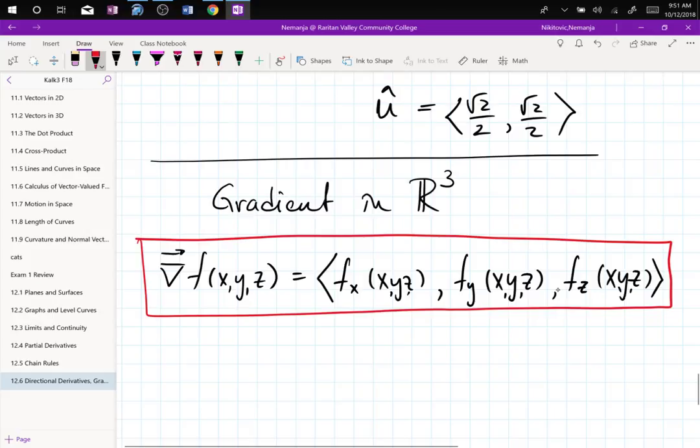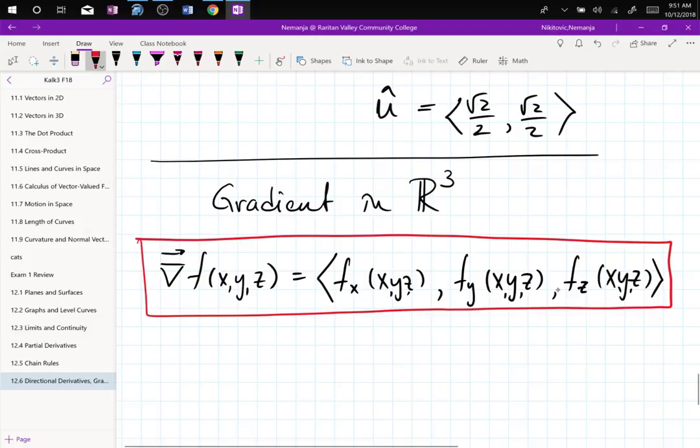You don't have to do that, but please get in the habit of checking if the vector that is given to you is a unit vector, because again, you need the direction only.